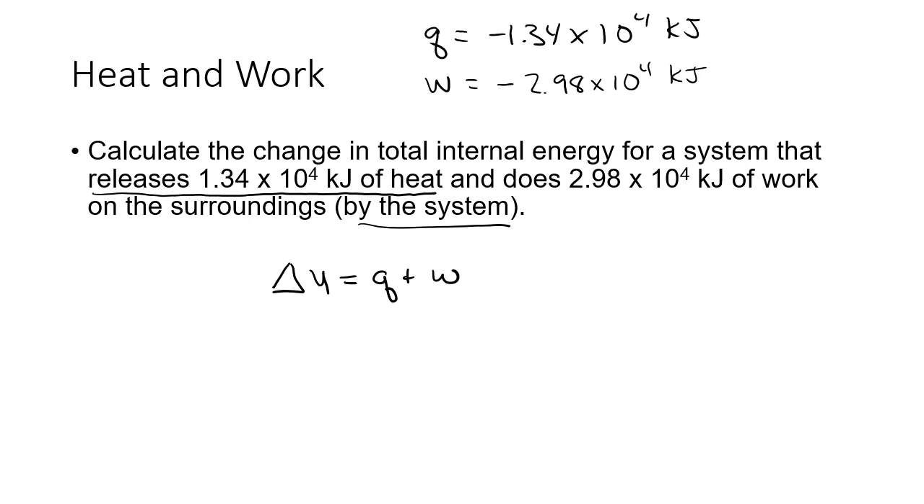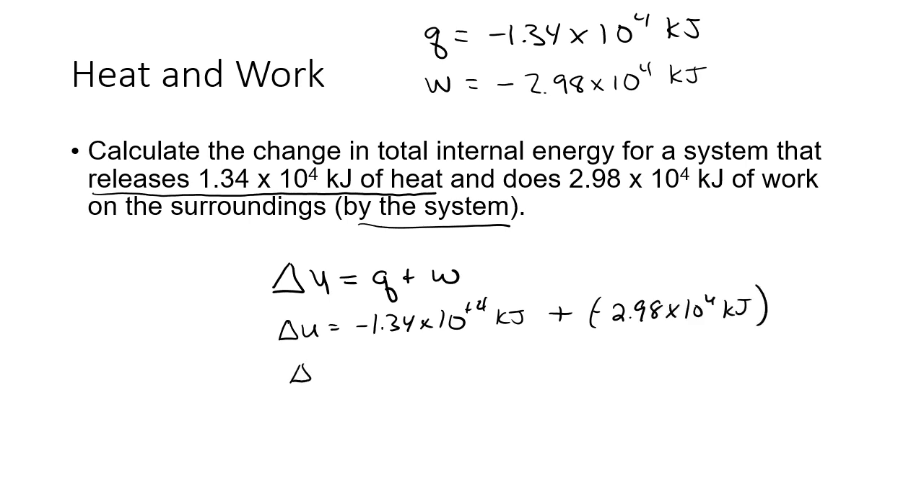So now that we've decided that both of those are negative values, we can add both of those values up. And when we do that, we will get that the change in the internal energy is going to be a negative 4.32 times 10 to the fourth kilojoules, which indicates that internal energy was released.